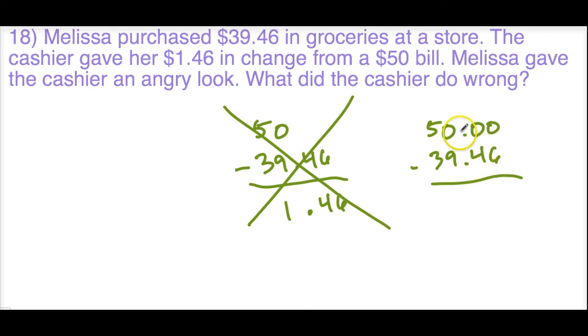So I've got $50. I need to basically regroup my pennies and take a dollar and regroup that. So I'm going to take this away and make $49, and I'm going to replace this with 100 cents. So $49 and 100 cents is the same as $50. So this leaves us with 54 cents here. And then over here, we're left with $10. So she should have received $10.54 back, which is why she's angry, because she only got $1.46.